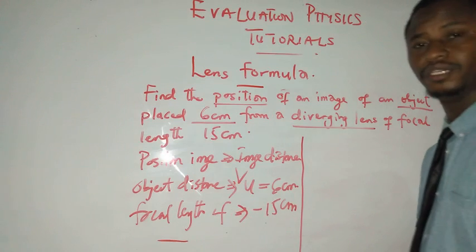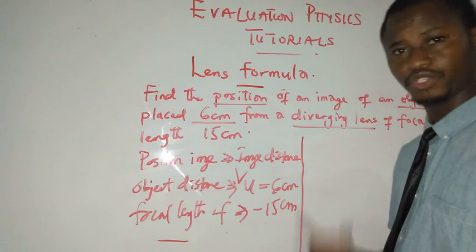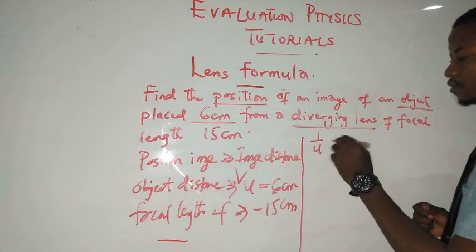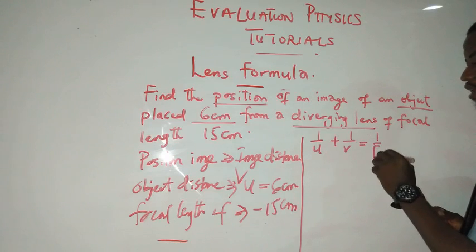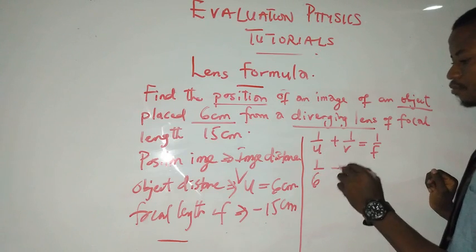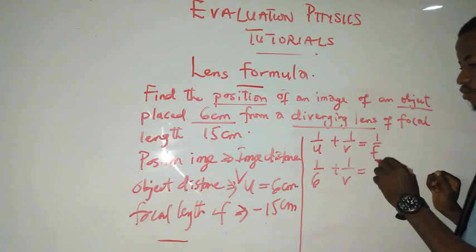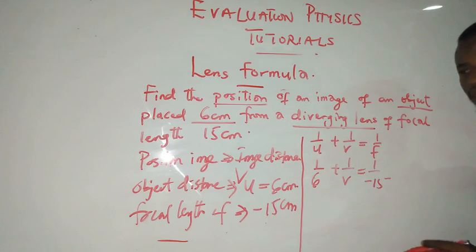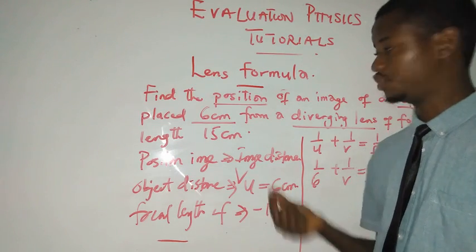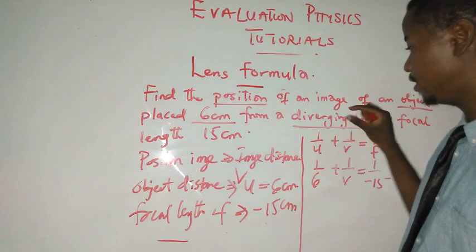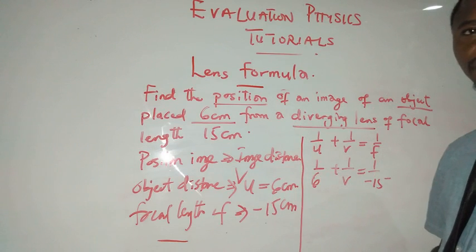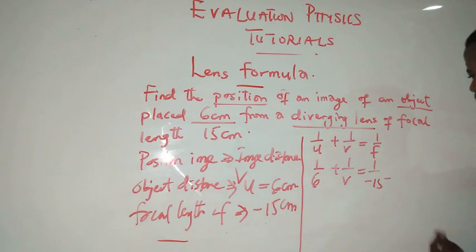Now, let's apply the lens formula to solve this question, which of course is the second formula given in the last class. That is 1 over u plus 1 over v equals 1 over f. So let's substitute. We have 1 over 6 plus 1 over v is equal to 1 over minus 15. You can see in this case, I did not put minus beside the v because it wasn't given. If it was given in this question, and the question is a diverging lens, I will obviously put a minus beside the value given.